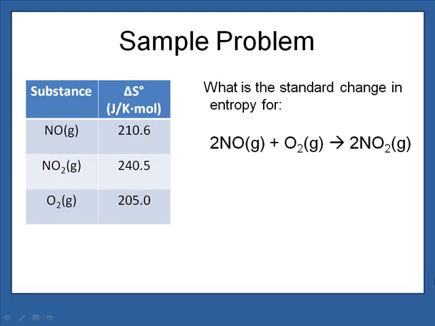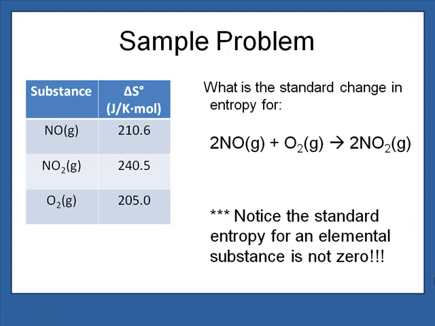So for instance, let's just look at the formation of nitrogen dioxide from nitrogen monoxide and oxygen. First of all, we have to realize that when we're looking at our table of standard entropies, we no longer have the assumption that an element in its standard state has a value of 0, right? That's good for delta H's, but for delta S's, our elements have numbers. So don't overlook that fact. Make sure you look through the table and get a number for each substance.